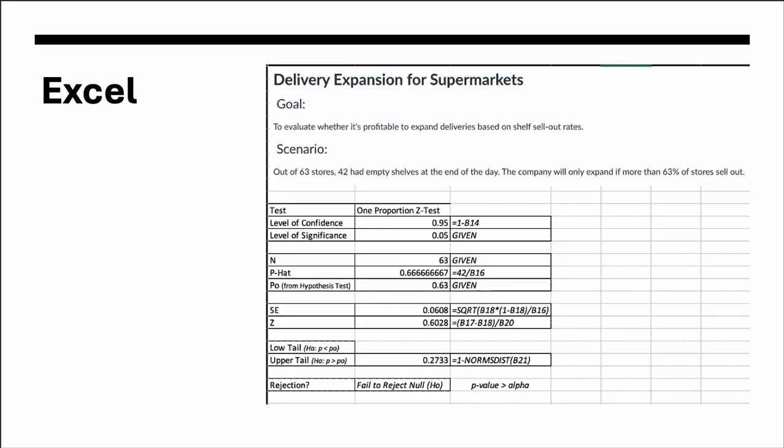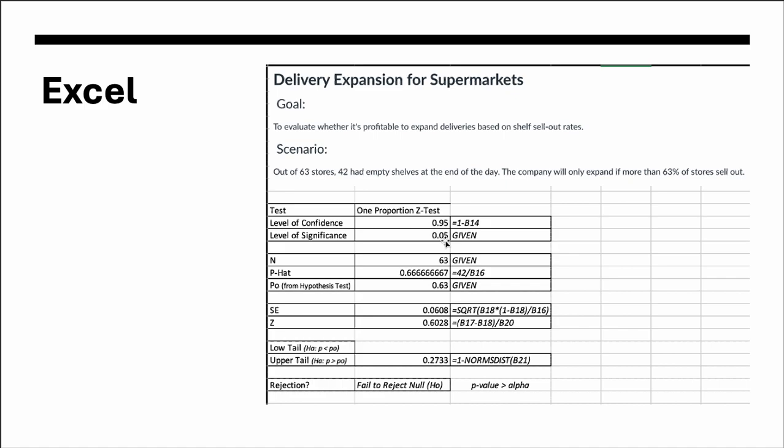From there we ran a one proportion z-test in Excel, and for each part we were able to dissect. We started with our n, the given number of samples, our p hat, the observed sellout proportion, and p naught, the threshold given from our hypothesis test. From there we were able to get our level of significance. We use a standard of 0.05, a 5% chance of making a wrong decision.